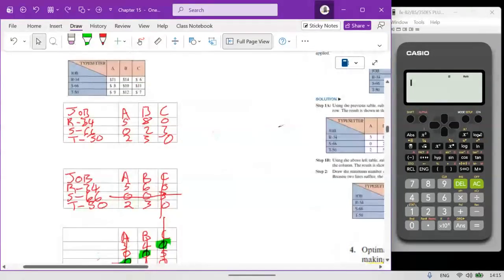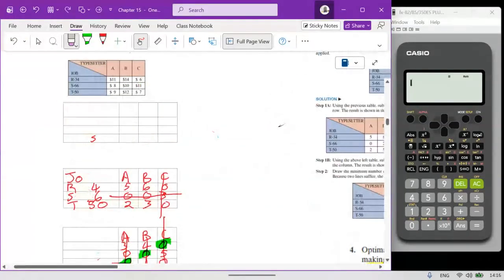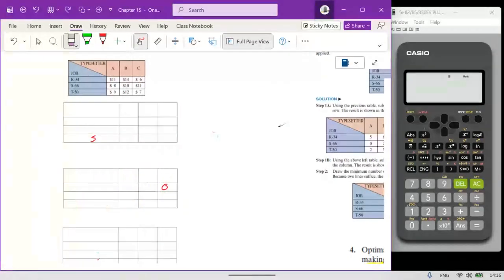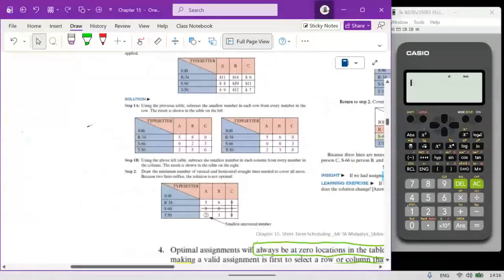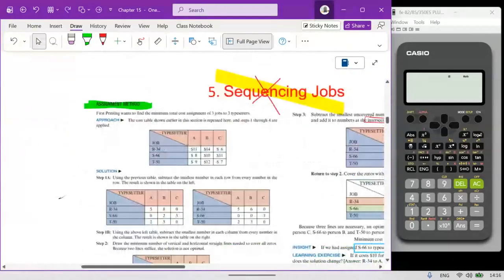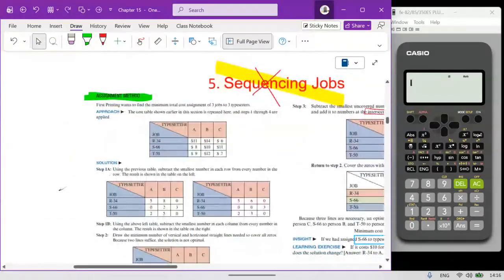So assigning method, maybe it's important for me to also inform you what it is all about. Actually, this is an example. First, printing wants to find the minimum total cost of assigning 3 jobs to 3 typesetters. Okay, so the cost table shown earlier in this section is prepared here, and step 1.